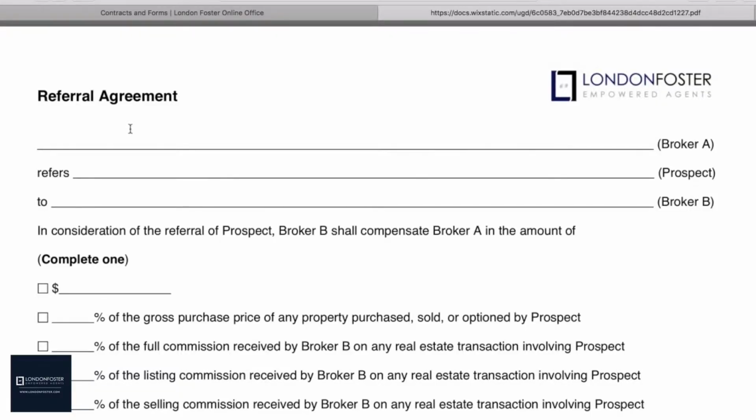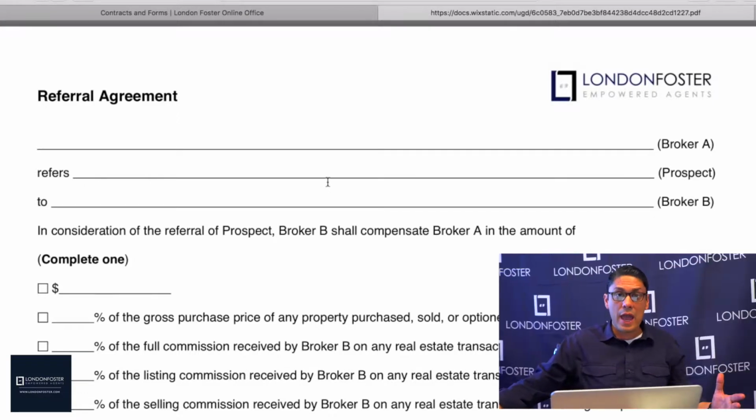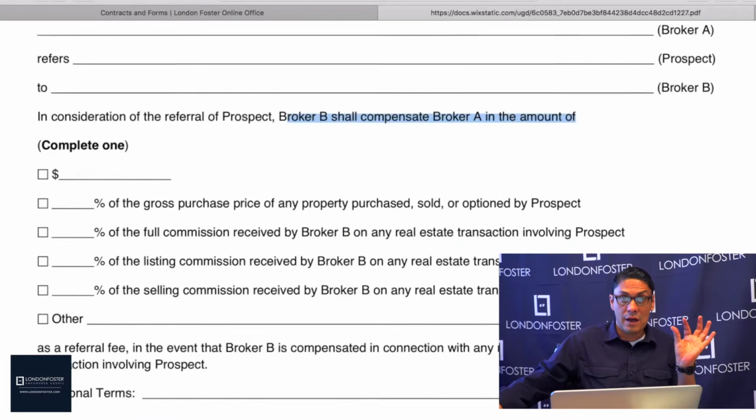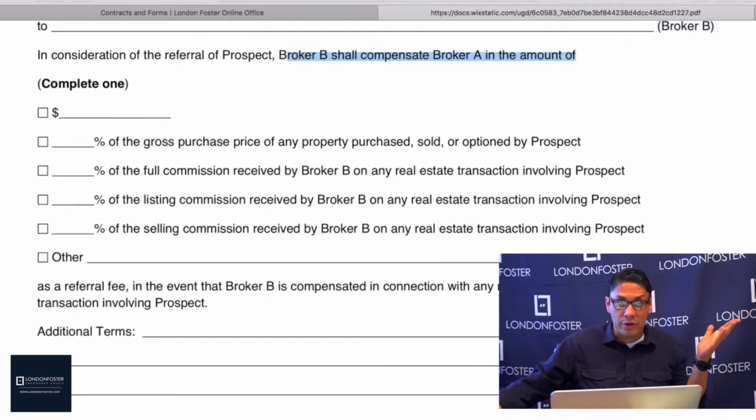So in this section we're going to identify who broker A is and who broker B is. Since broker A is the one that referred the client, broker B needs to compensate broker A. So here it very clearly states that broker B shall compensate broker A in the amount of, and you must complete one. So it can either be a designated amount, a specific amount, $500.